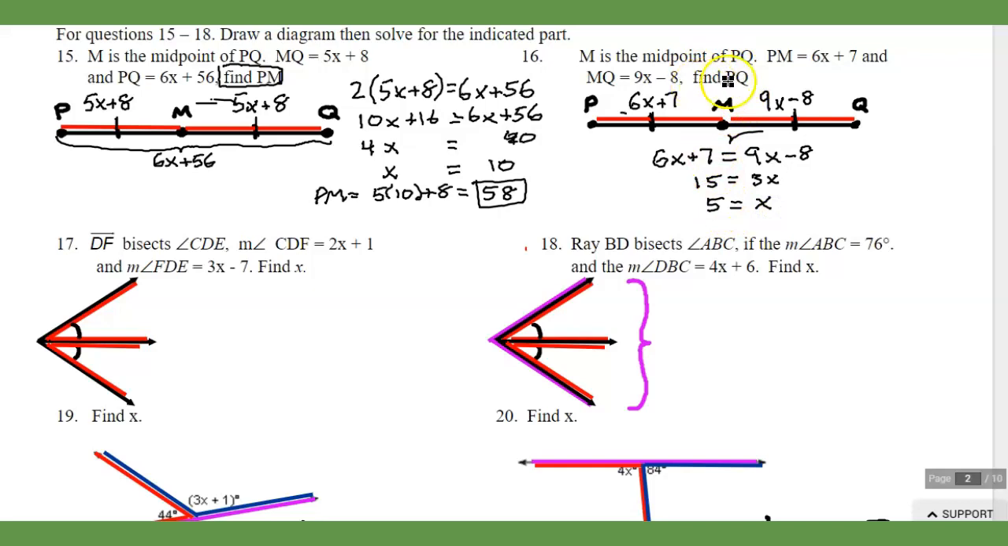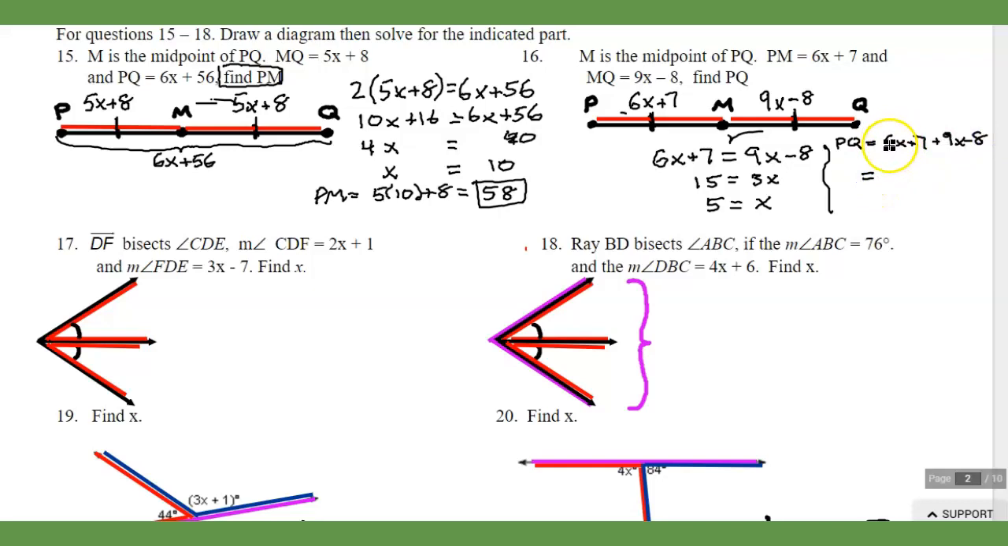And once again, check to see what we're actually solving for. So this time PQ, that is the length of the entire distance, right? So we can do it a couple ways. We can find the length of one of them and then double it, right? Or just add these together and figure out what that is. And that's what I'm going to do. So PQ is 6x plus 7, right? And 9x minus 8.